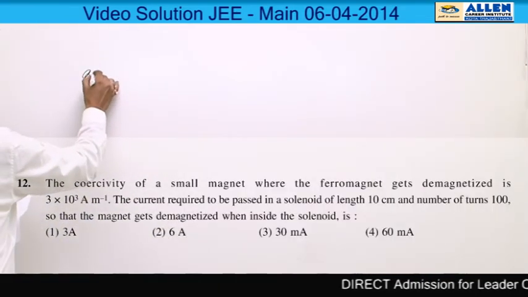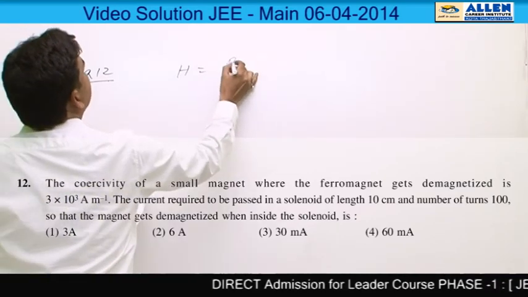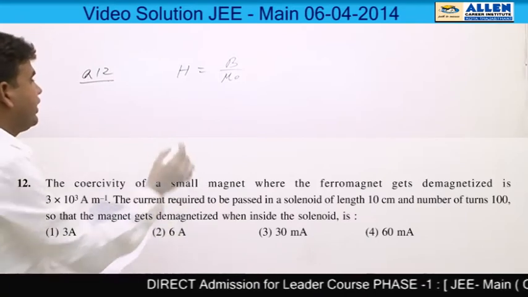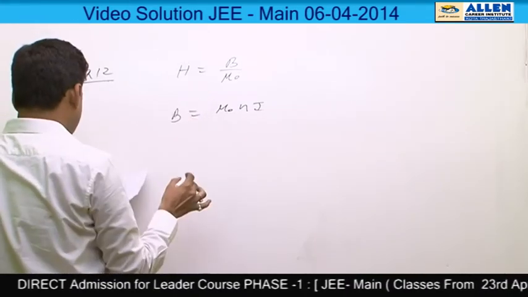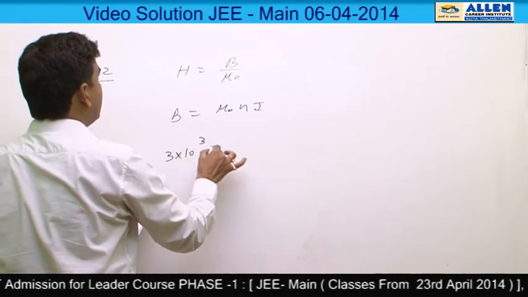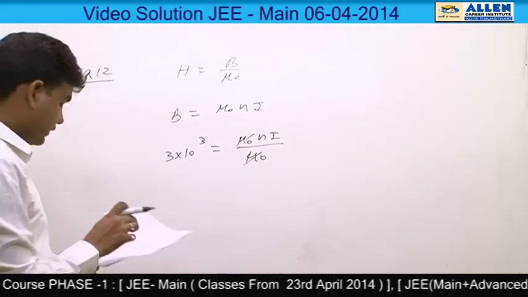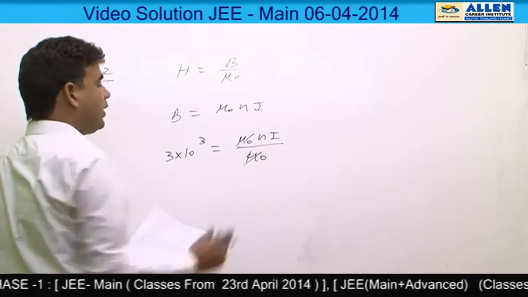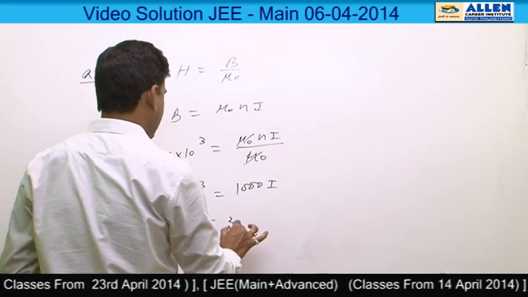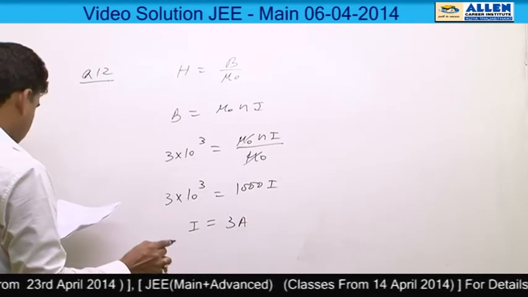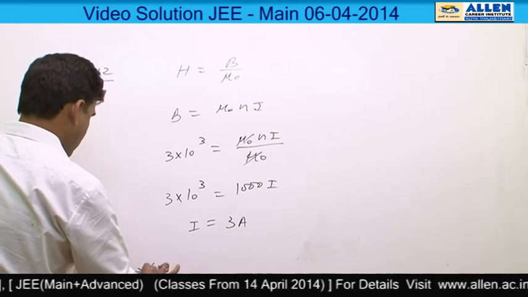Question number 12. Coercivity H is given by H is equal to B by mu naught, and the magnetic field of a solenoid is given by B is equal to mu naught N i. Here the value of H is given, 3 into 10 raised to the power 3. B is given by mu naught N i upon mu naught, mu naught gets cancelled out. N is 100 per centimeter, so for 1 meter, N will be equal to 1000. 3 into 10 raised to the power 3 is equal to 1000 i. Therefore, i is equal to 3 amperes. Answer is option 1, 3 amperes.